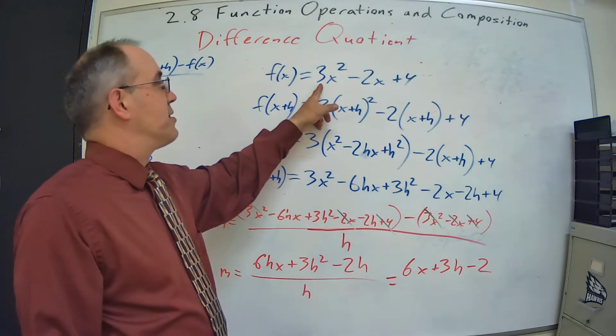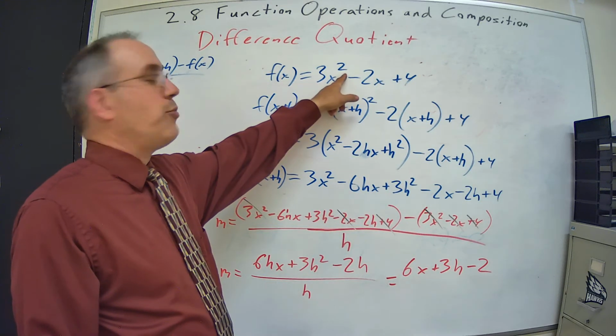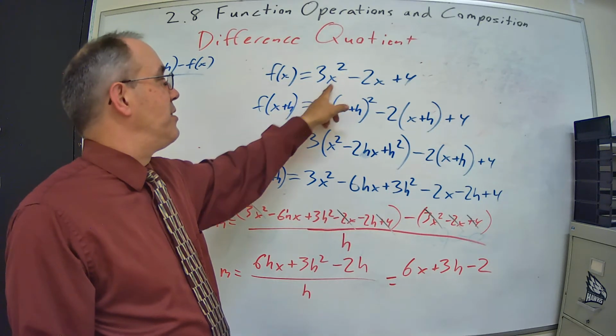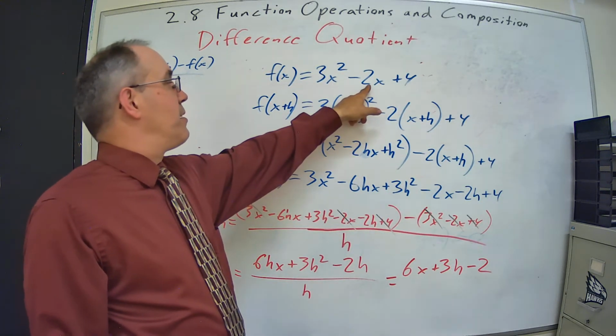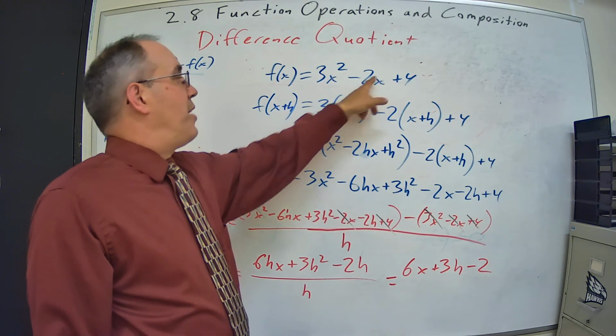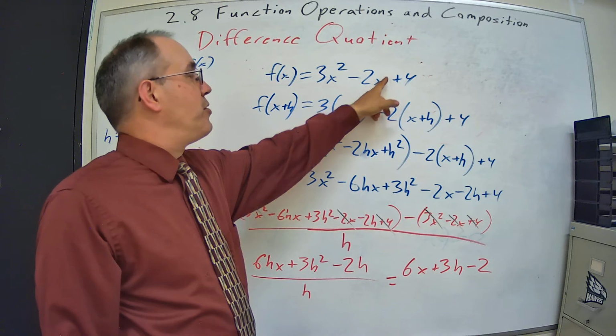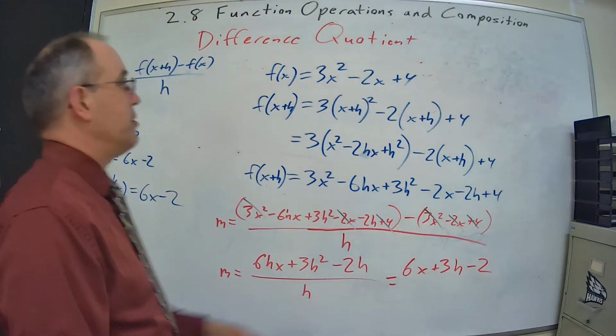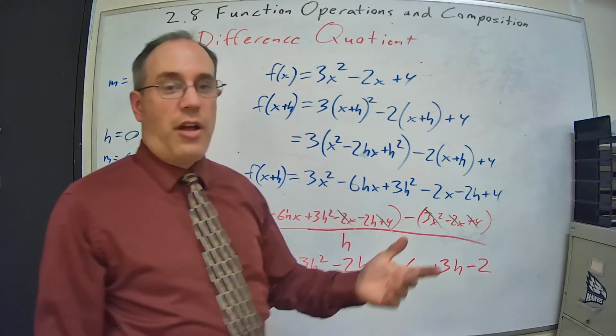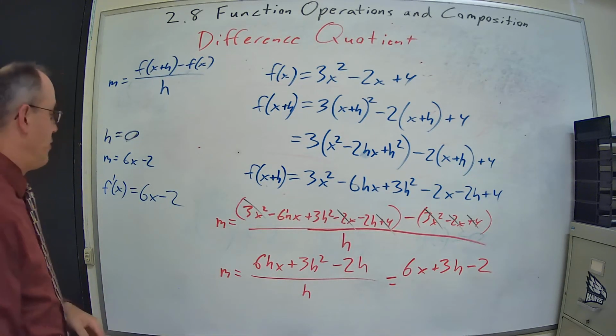2 times 3 is 6. Subtract 1 from 2, we get 1, so 6x. 1 times -2 is -2. Subtract 1 from 1, you get 0. -2. And the constant disappears when you take the derivative.